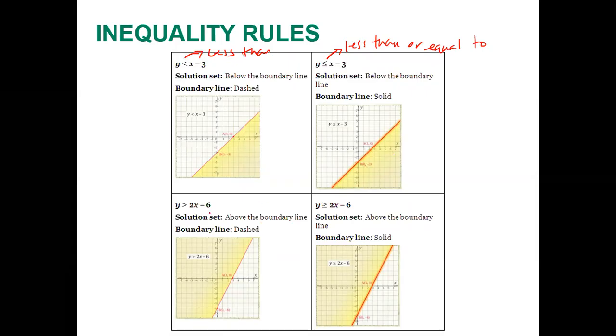Next. So next we have greater than. And when I'm greater than, I'm going to have a dashed boundary line. And I am shading above. Here, I am greater than or equal to. So I'm going to have a solid boundary line, and we shade above.